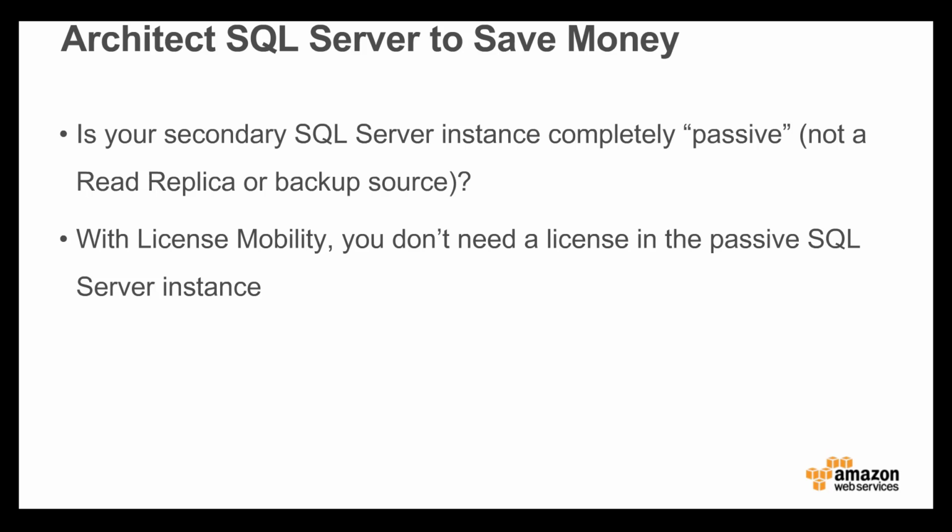Now, here's some good news. If your secondary instance is truly passive, and if you have Microsoft Software Assurance and BYOL, you can cut your SQL license cost in half. License mobility is a benefit of Microsoft Software Assurance. But keep in mind that your passive instance should not be used as a read replica. It truly has to be passive. There are many benefits to buying license included SQL Server from AWS, but this is not one of them. The passive license benefit only applies to BYOL, so keep that in mind.